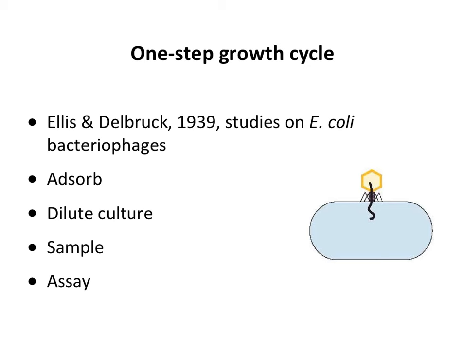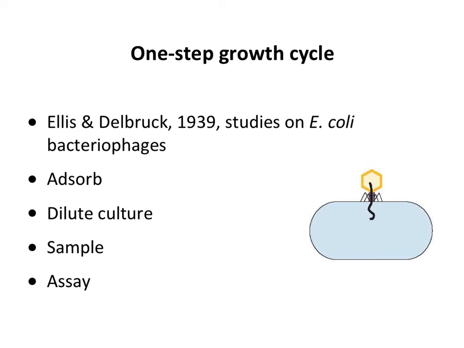Now let's talk about how we study viruses using the infectious cycle as a tool. What we do in virus laboratories is to use what's called a one-step growth cycle. This is a technique developed in the 30s by, again, bacteriophage virologists. In particular, Max Delbruck and Emory Ellis published this in 1939, where they showed how to do a one-step growth curve or growth cycle on bacteriophages of E.